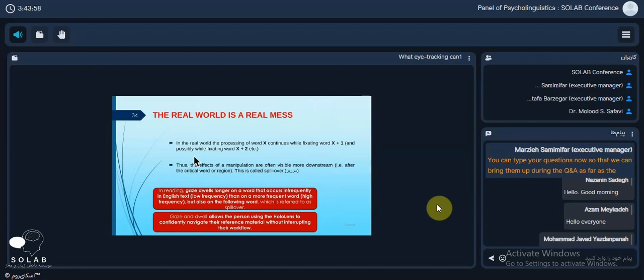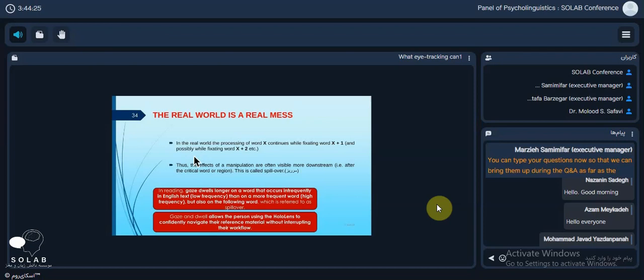The real world is a real mess. In the real world, the processing of word is continuous while fixating word x plus 1 and possibly while fixating word x plus 2 and so on. Thus, the effects of the manipulation are often visible more downstream after the critical word or region. This is called spillover. Spillover is very important in language processing.